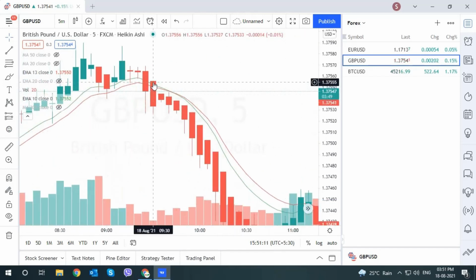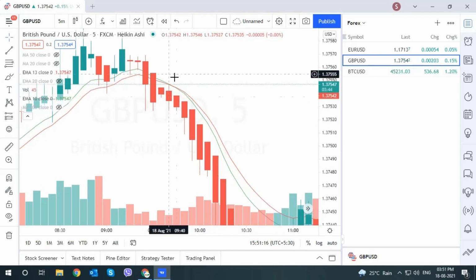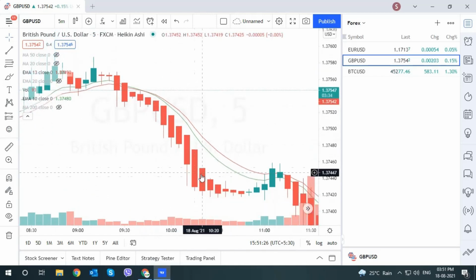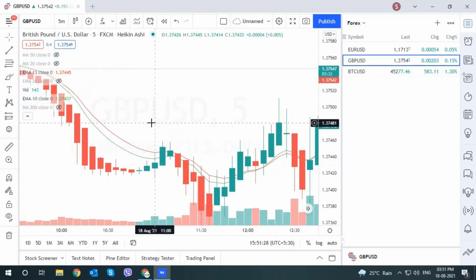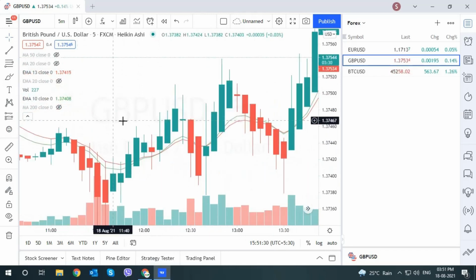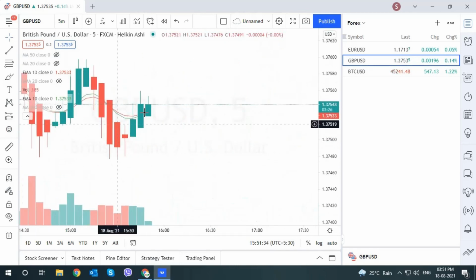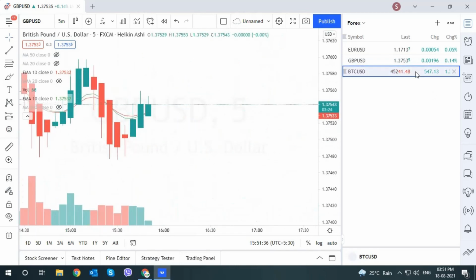If you see the green on top and the red down, whenever you see a crossing happening, you have to enter on the same candle at the crossing, keep a stop loss below the previous candle low, and enter into the trade. You see a very good rally of short you are getting in a day trade. You can sell over here. You can get a buying position over here like this. So it works. Now I'll show you in crypto and Bitcoin.